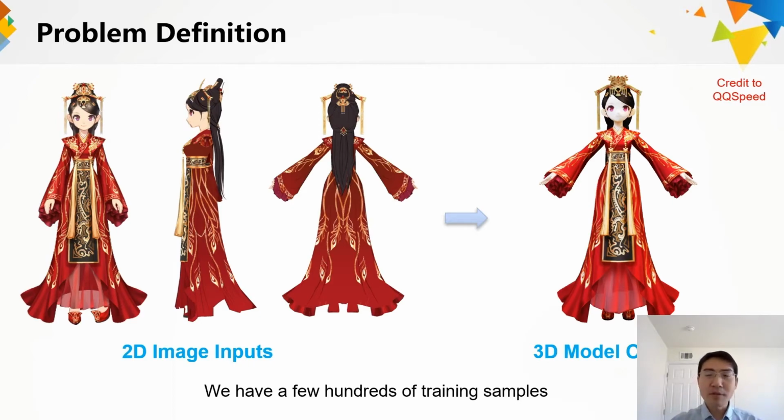So the problem is very difficult. First, we can see that these 2D images are not consistent with each other. Unlike real photos taken of 3D objects that always satisfy the geometry constraint, 2D drawings are not always like that. And we only have a few hundred training samples.